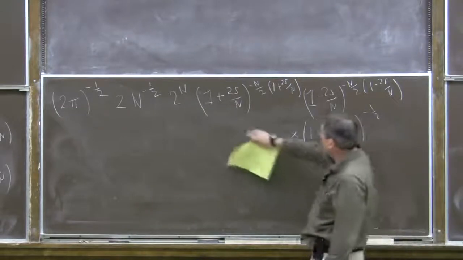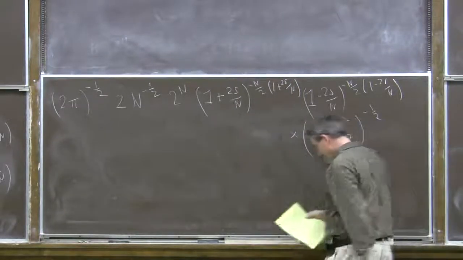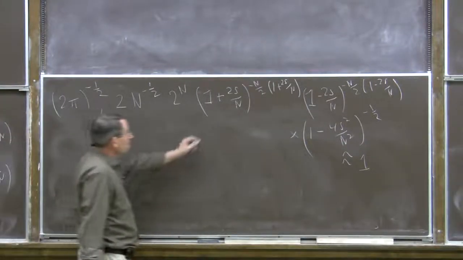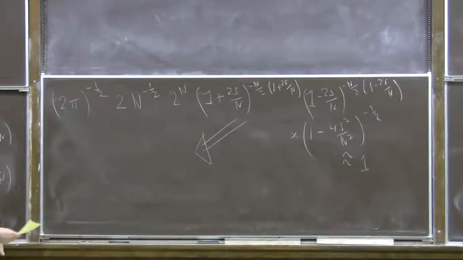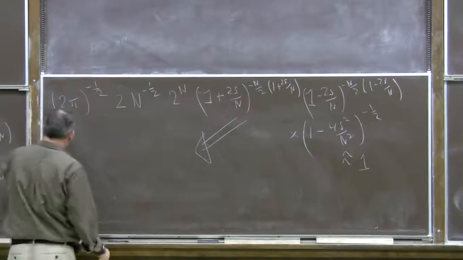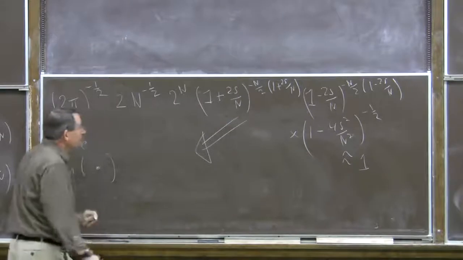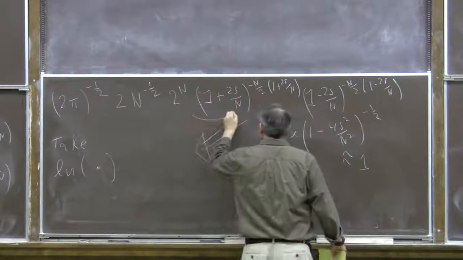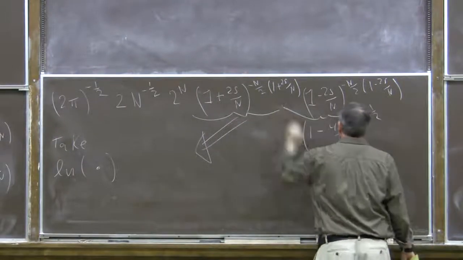Okay, so the only thing we have to work on a little bit more is this product of factors. At this point, it's handy to take the logarithm, and then after we get the result, we can exponentiate it. So what I'm taking the logarithm of is this times this.